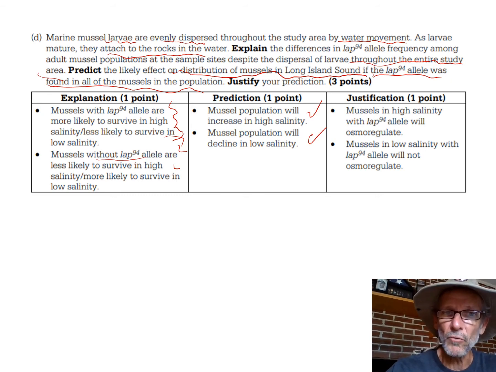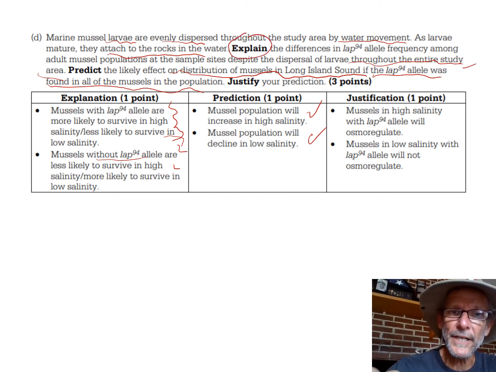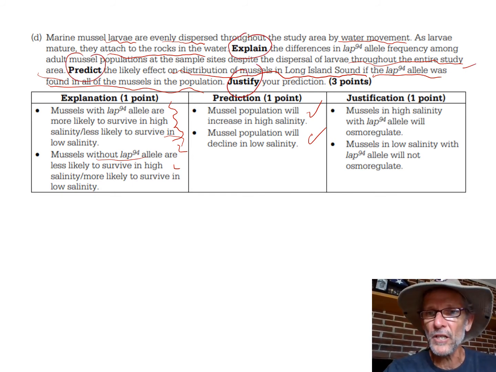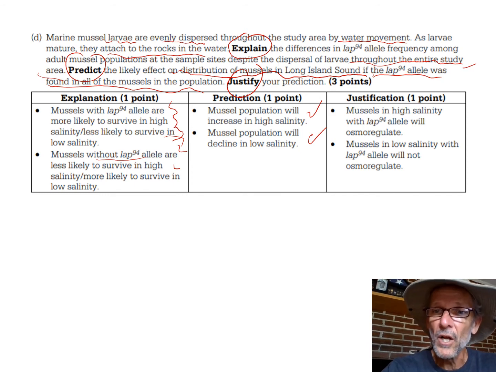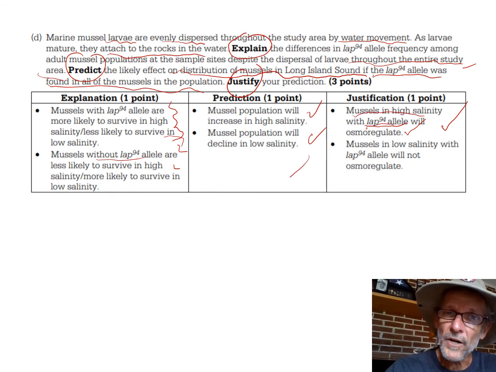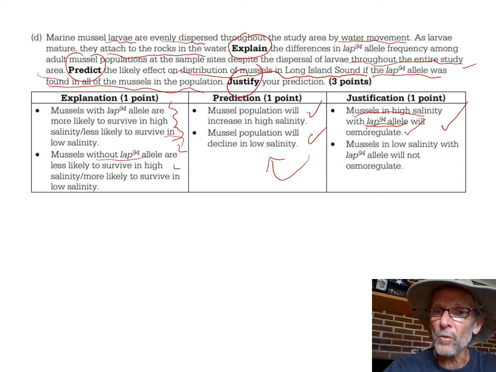Justify your prediction, right? 3 points, 3 command verbs. Justify my prediction. I already said it pretty much. The ones in the high salt with that lap allele, they will be able to osmoregulate, right? So it's not just enough to say that you'll find mussels with the lap allele in high salinity. You already said that over here. Now they want why, and that is because they will be able to osmoregulate, and the ones in low salinity will not osmoregulate.